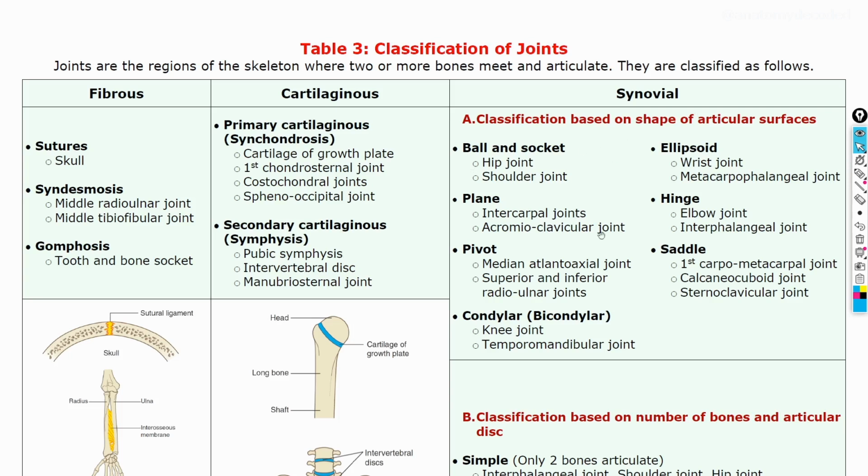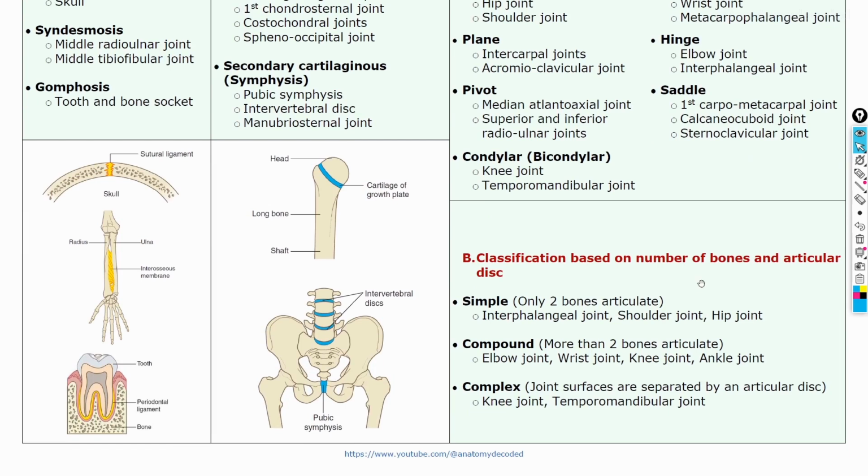Then synovial joint. There is classification with the examples. Just read it. We have already discussed it. Read down also. Classification based on the number of bones as well as the articular disc. In simple, only two bones articulate. In compound, more than two bones articulate. In complex, the surfaces are separated by an articular disc.